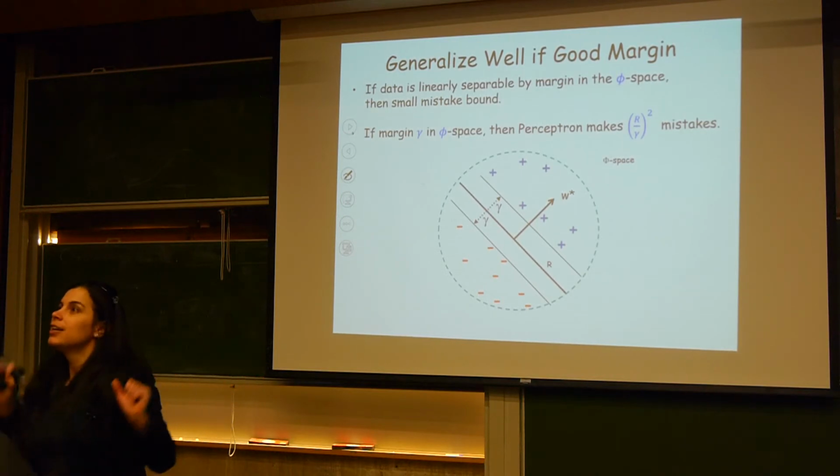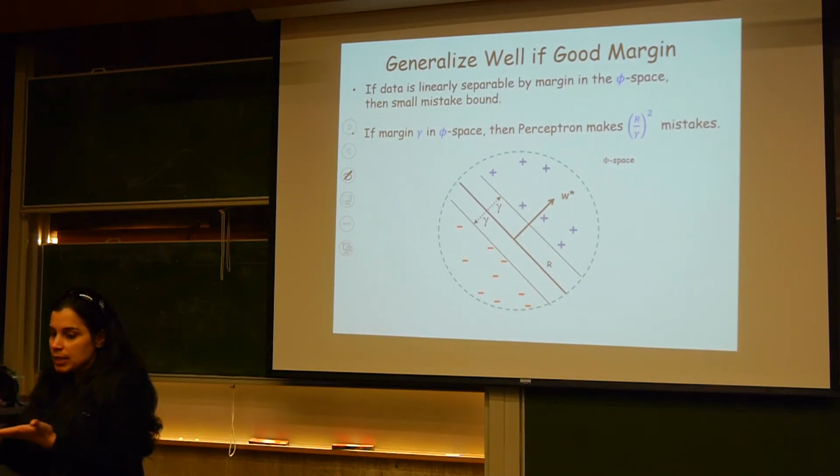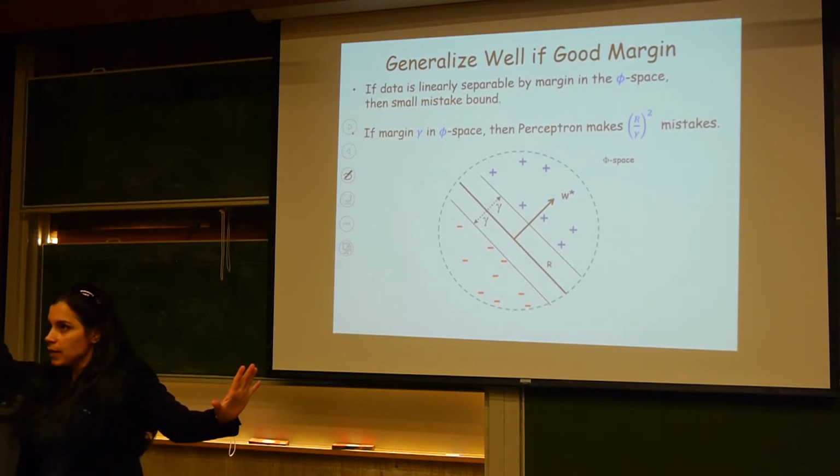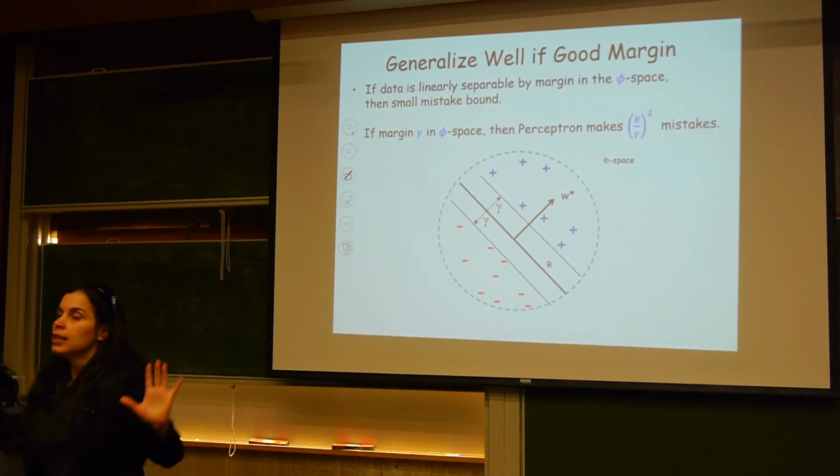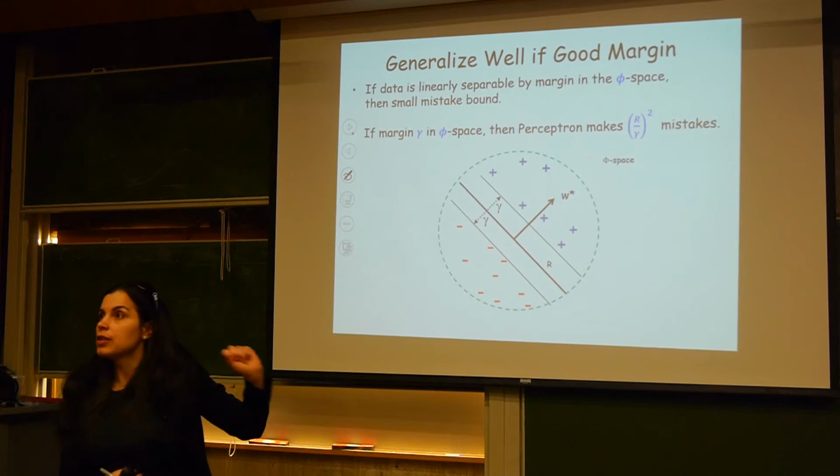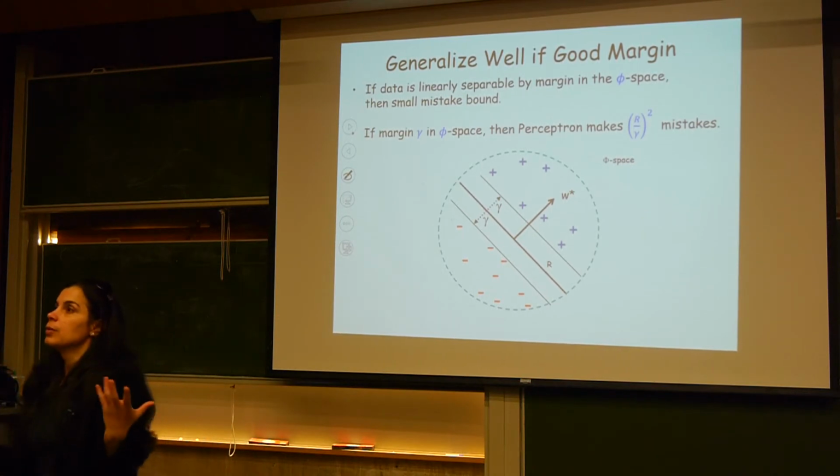It would be terrible to have a number of mistakes that depends on the dimension of the feature space. It would not be good. But it turns out that if the data has a large margin in the phi space, then the number of mistakes depends only on the margin.